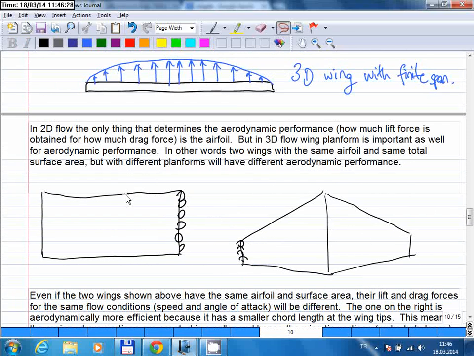That means the three-dimensional effects will be smaller on this wing. So even though they share the same airfoil and the same surface area, if you compare the lift forces created by these two wings, you will see that this is better. That's because the losses due to the wingtip effects will be smaller on this airfoil. Okay? So again, in a two-dimensional wing, you just have an airfoil that determines the aerodynamic performance. But if you come to a three-dimensional wing, then the wing planform shape becomes important as well.